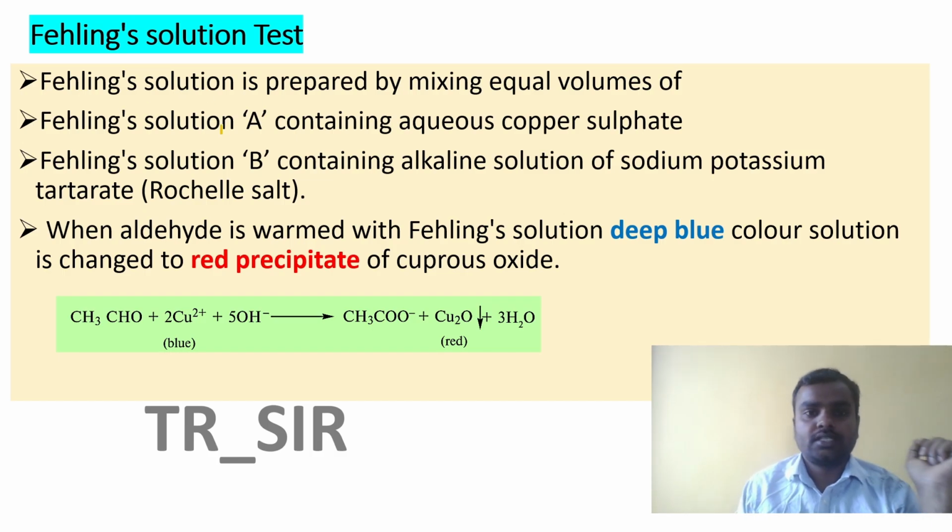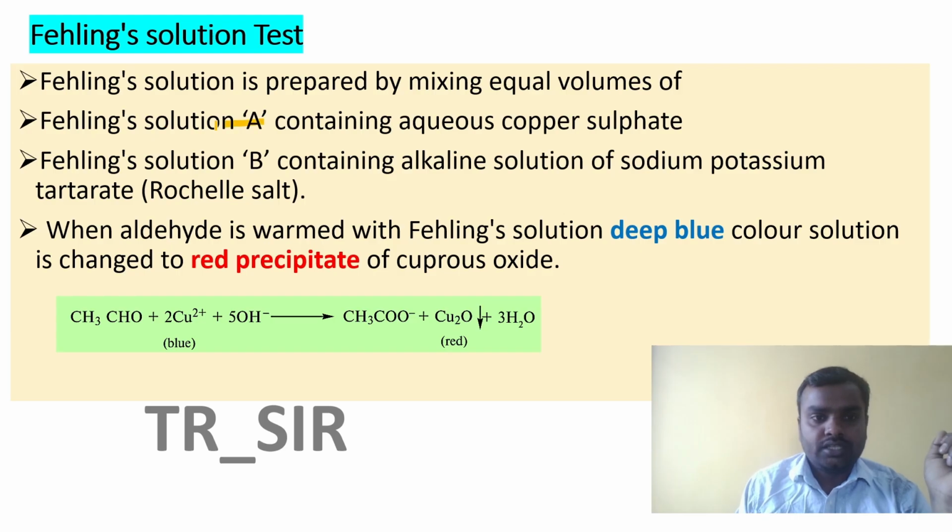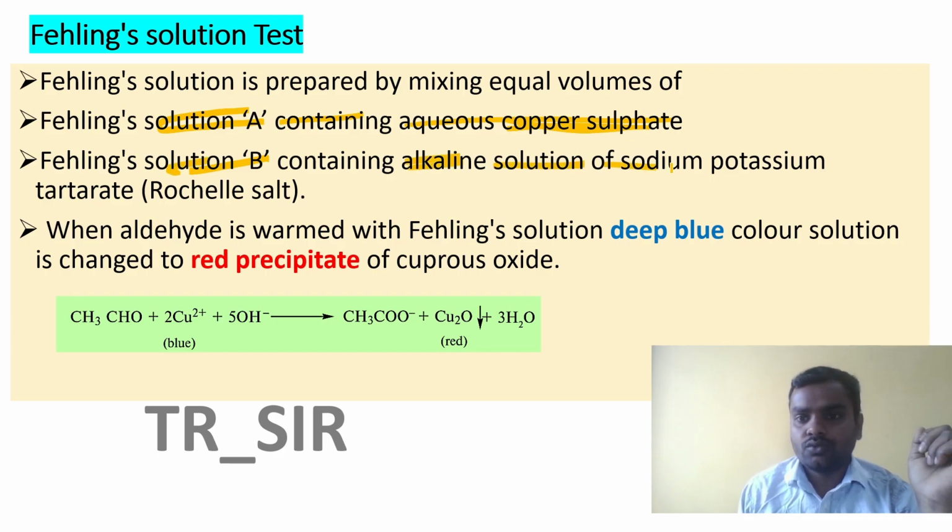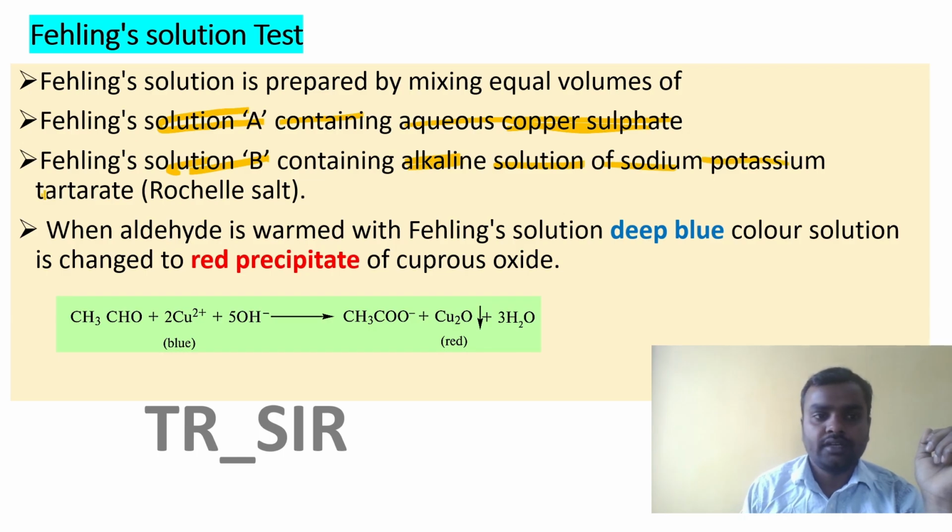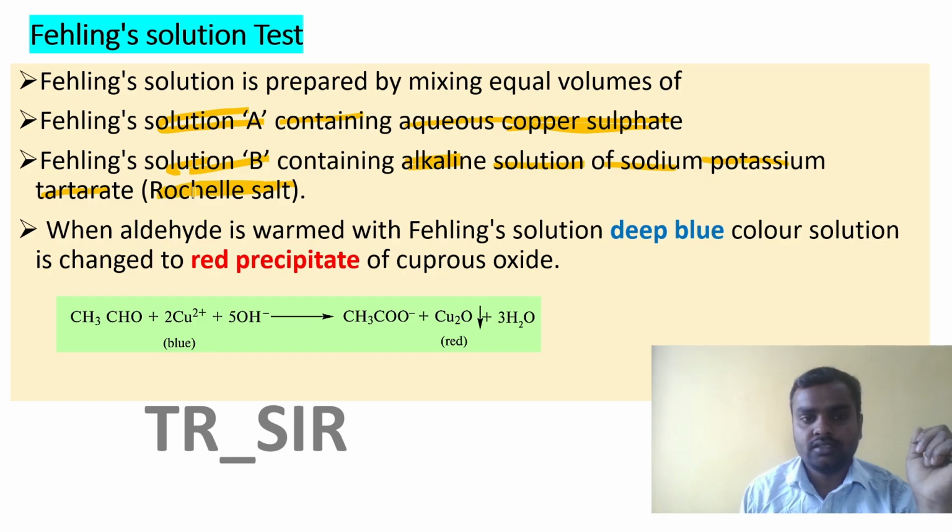So in Fehling's test, what actually happened here? There are two types of solutions. Solution A contains aqueous copper sulfate solution. Solution B, what we have to take here, is an alkaline solution of sodium potassium tartrate, that is Rochelle salt. When an aldehyde is warmed with Fehling's solution, the deep blue color of the solution changes to a red precipitate of cuprous oxide.